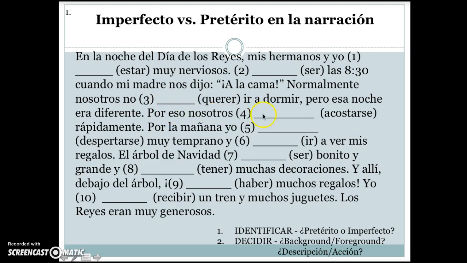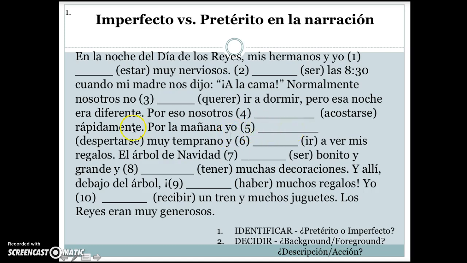Por eso nosotros blank rápidamente. Therefore, we went to bed very quickly. Well, going to bed one time in the past, we're talking about the night of Dia de los Reyes. That is an action with a very clear beginning and ending. Do not forget your reflexive pronoun. A lot of you guys had trouble with that. So first we change the reflexive pronoun to, what is the reflexive pronoun for nosotros? Nos. Then we conjugate acostar in the preterite. Nos acostamos. Rápidamente.